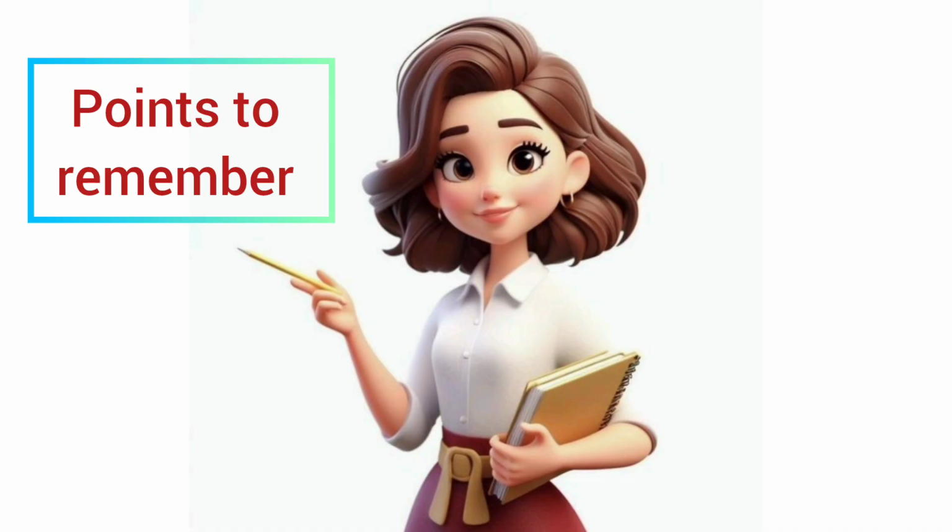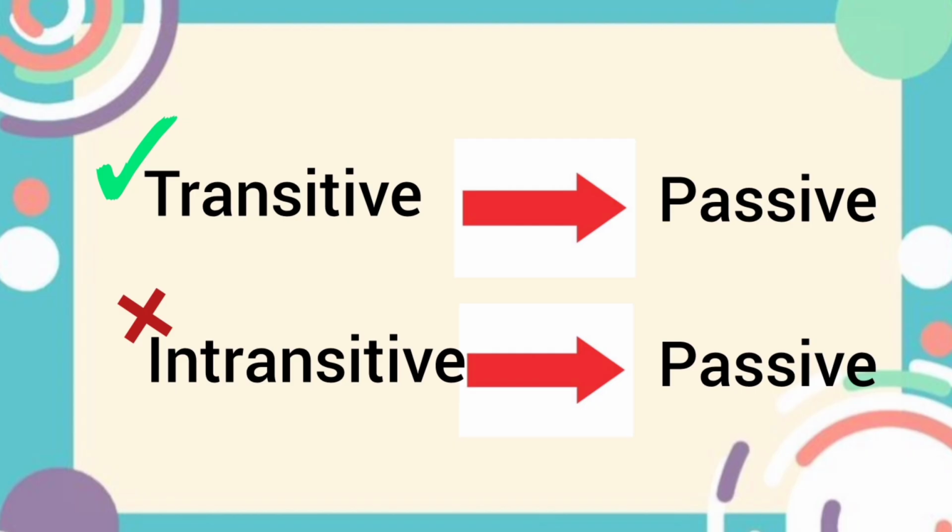Another thing that must be kept in mind is this, that the verbs that are in transitive form are supposed to be changed into passive voice. Just go through all the examples. In all the examples, the verb is transitive. And again, if you want to learn about transitive verbs, you have to go back to the video of this particular topic. I'll share the link in the description.